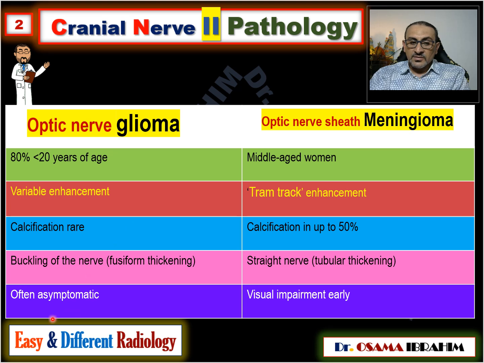At the end, the glioma in the optic nerve is often asymptomatic. Sometimes it is part of NF1. However, with meningioma, visual impairment appears early, and also meningioma is part of NF2.